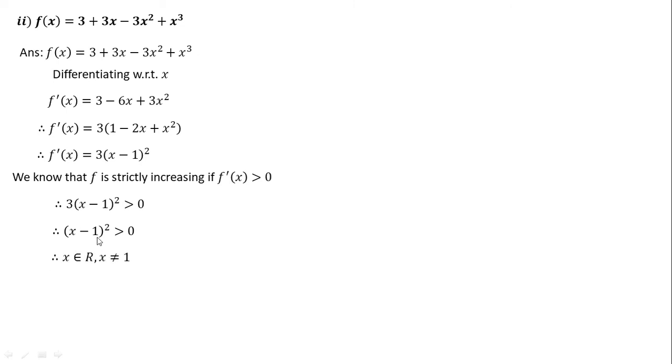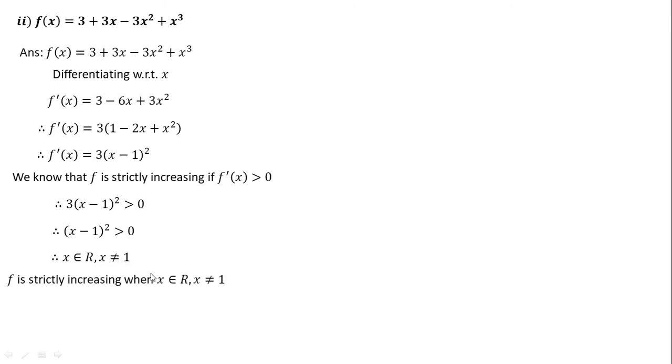Now x minus 1 square greater than 0 is possible for all real numbers, means whenever x belongs to R, it is possible for any real number except 1. So x is not equal to 1 and x belongs to R. Means find out the values of x for which the function is strictly increasing. As x minus 1 square is greater than 0, it is possible for all real numbers, and x is not equal to 1 because it is given that the function is strictly increasing, so it should be greater than 0, not equal to 0. So that's why x is not equal to 1.